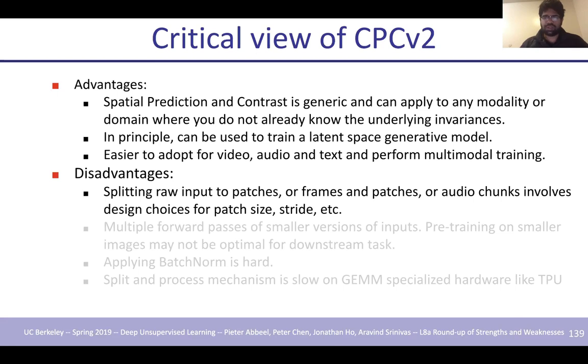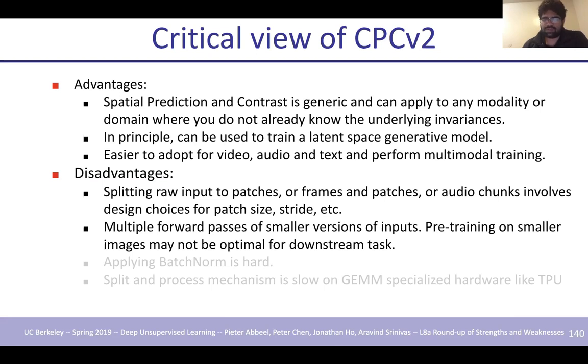And therefore, your inputs are now split into a lot of different parts that you have to carefully delineate. You also need to carefully pick what part you are predicting from what. So that involves a lot of design choices to make, hyperparameters that you can only know by trial and error. That makes it really hard for you to use it on a domain or a task that you don't really understand well. And then you require multiple forward passes for these smaller versions of the inputs. That means you'll be pre-training on something much smaller, but potentially fine-tuning on much larger versions of the sequences or images. So this may not be an optimal thing to do.